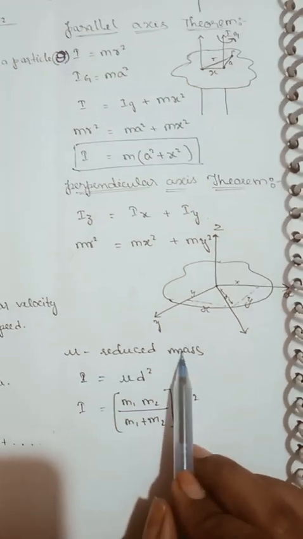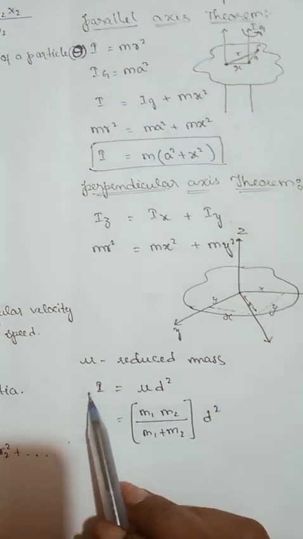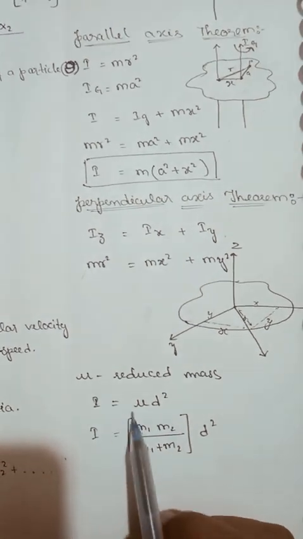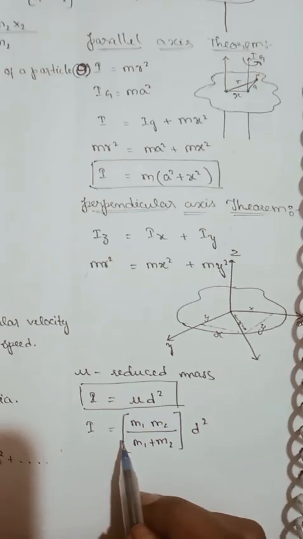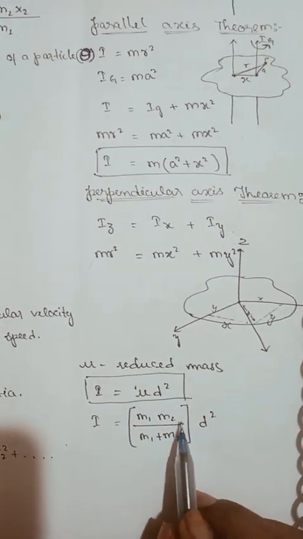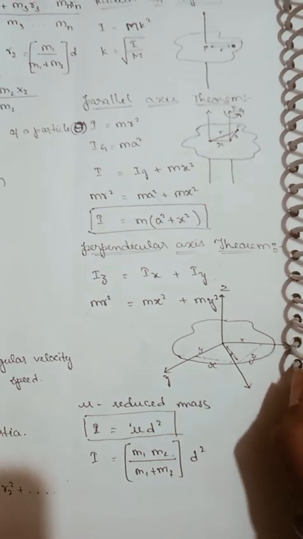Mu is equal to the reduced mass, and mu is represented by m1 into m2 by m1 plus m2. So I is equal to mu into d squared. This is a very important formula. I is equal to mu, which is m1 into m2 by m1 plus m2, in brackets, times d squared.